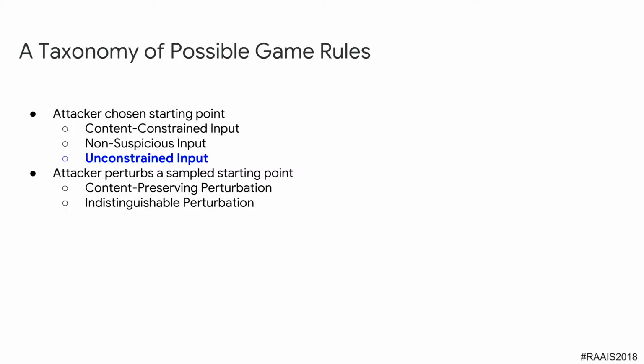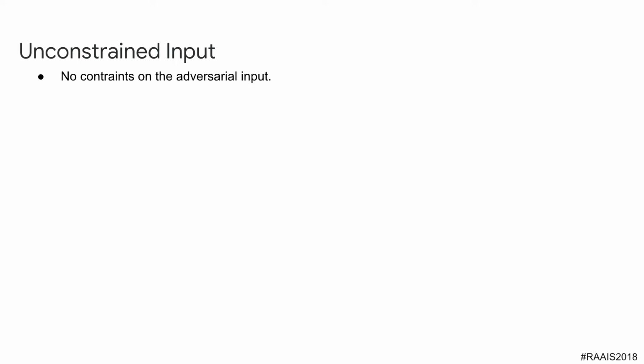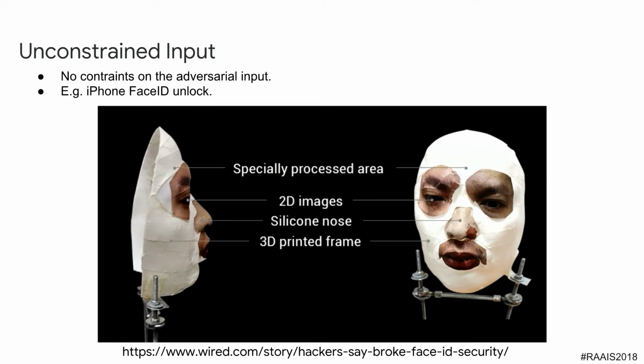Okay, next part is what we call the unconstrained input. This is sort of a worst case scenario for the defender. This is just where there are no constraints on the attacker at all. An example of this is the iPhone Face ID unlock. Maybe people are familiar with it, it's a system where you can unlock your phone by just scanning your face.